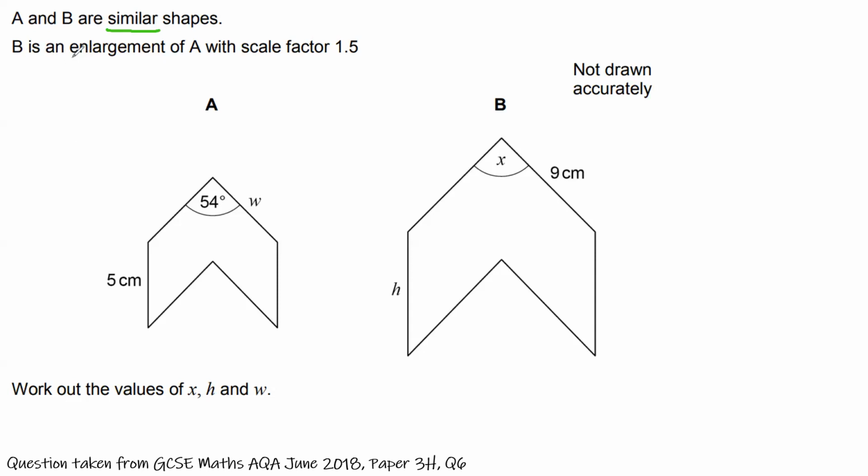And it says that B is an enlargement. So that again just means one's a bit bigger than the other, with a scale factor of 1.5. This means that shape B is 1.5 times bigger than A.